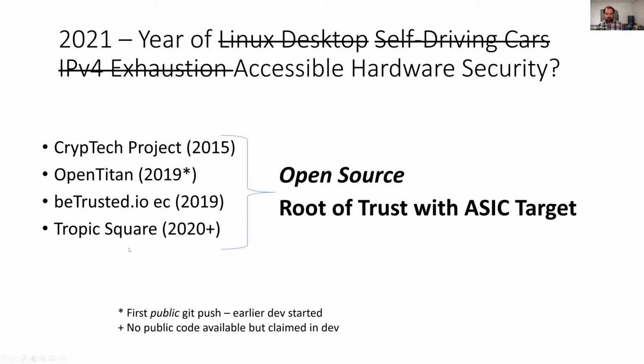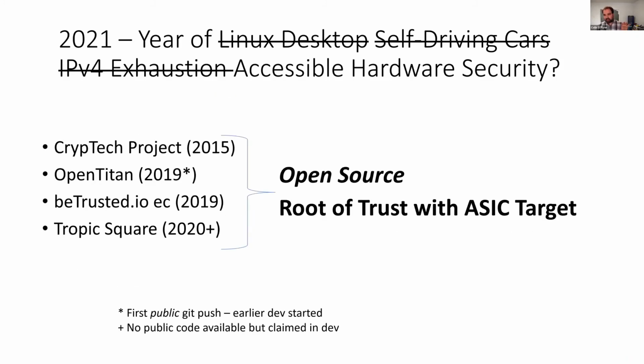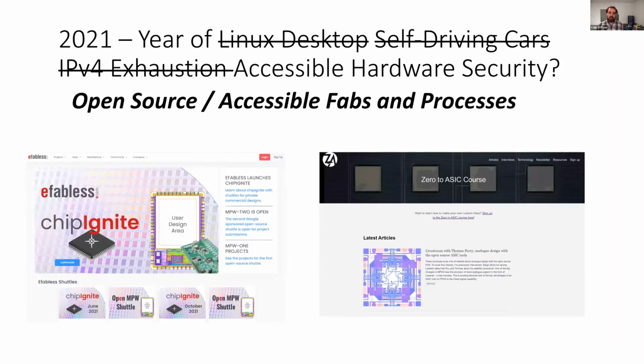Tropic Square is one I'm mentioning. There's no public code, but this was started by some guys doing the Trezor Bitcoin wallet, basically trying to answer this question of having an open source root of trust. But we're starting to get to the point where the accessible tooling actually has real targets that it can use. The final part on open source and accessible that I see as important is actually the ASICs.